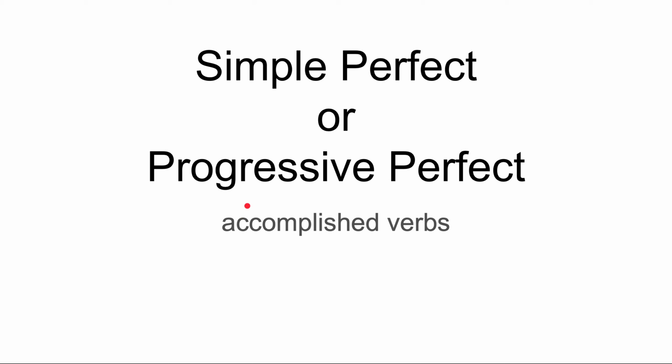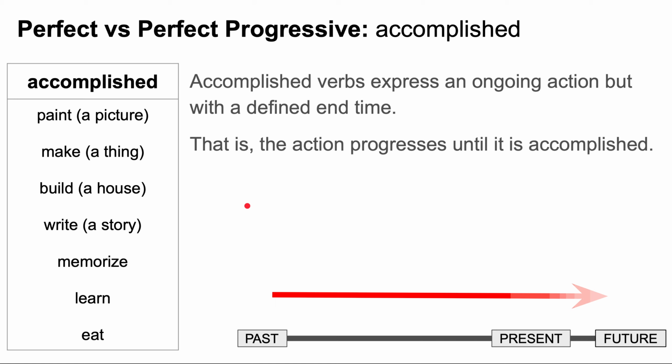Now let's look at accomplished verbs. Accomplished verbs are verbs that express an ongoing action but with a defined ending. That is, the action progresses until it is accomplished. Examples of accomplished verbs are paint a picture, make a thing, build a house, write a story, memorize, learn, eat. These verbs have a defined ending.